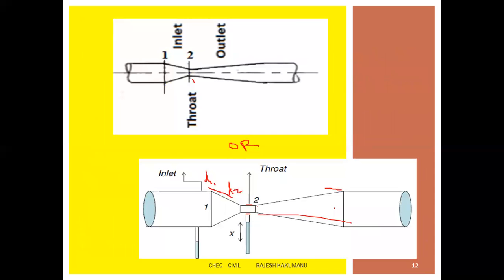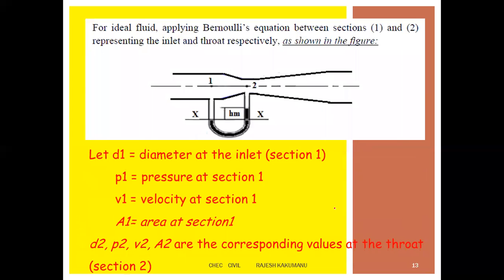So this is the figure for this Venturimeter. Now, if you see for ideal real fluid, by applying the Bernoulli's equation between sections 1-1 and 2-2, representing the inlet and the throat respectively, as shown in the figure. See here, this is the inlet, this is the outlet, this is the throat. We are maintaining the datum line XX.